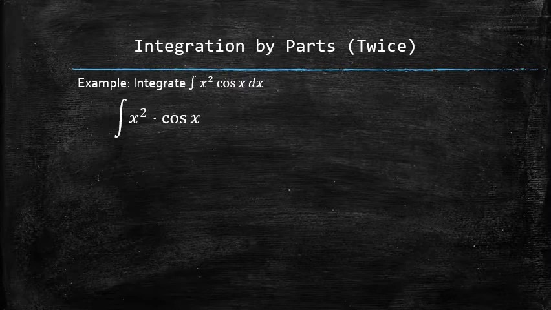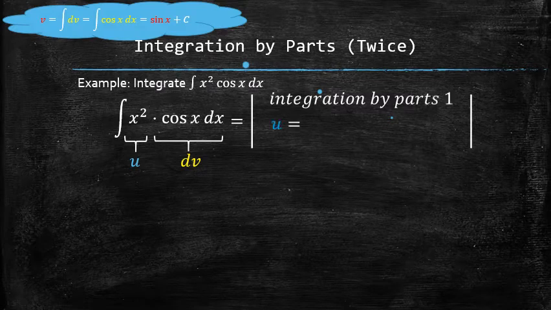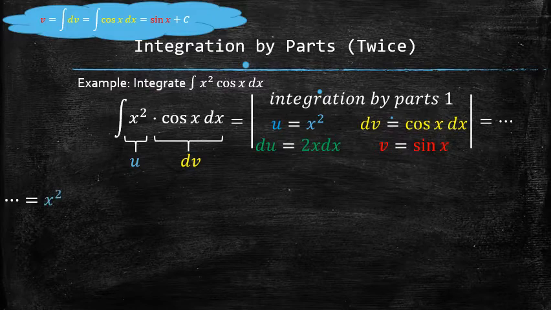We rewrite the integrand and choose u and dv and integrate by parts by differentiating u to find du and integrating dv to find v. We apply the integration by parts formula and produce a new integral, which is easier than the original integral and can be found with another integration by parts.